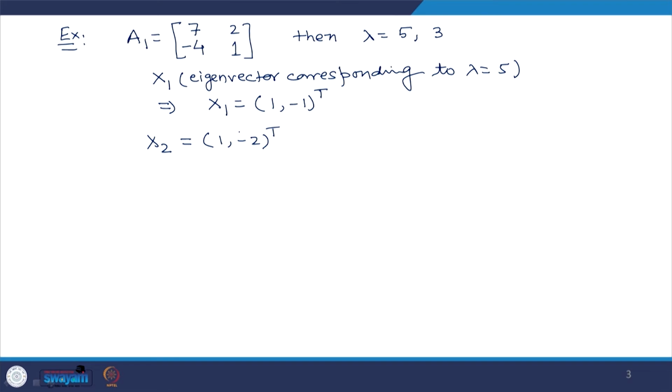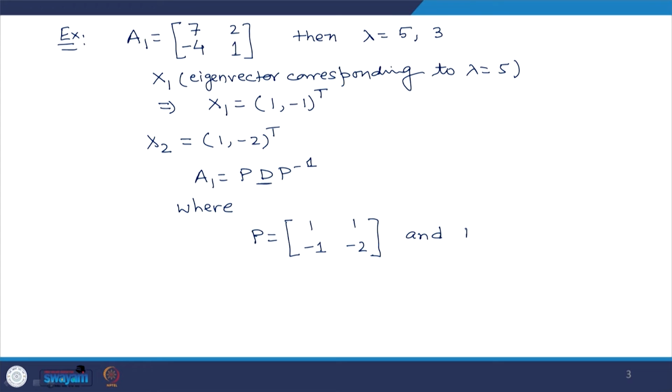So, x1 and x2 are linearly independent because they are eigenvectors corresponding to distinct eigenvalues. Hence, I can write A1 as P D P inverse, meaning A1 is similar to a diagonal matrix D, where P is a matrix having columns as the eigenvectors of A1, that is, 1 and minus 1 is the first column, that is your eigenvector x1, and then the second one is 1 and minus 2.